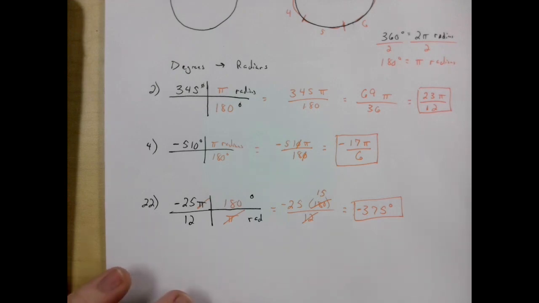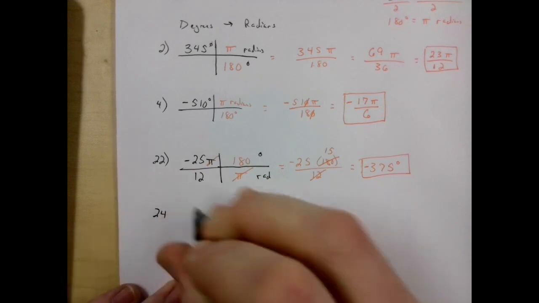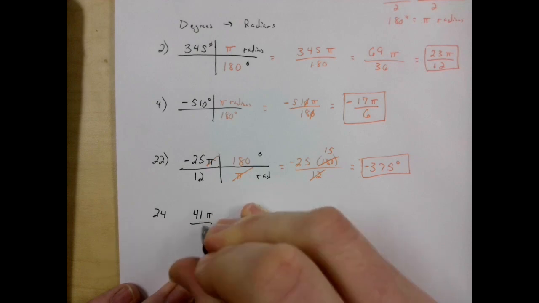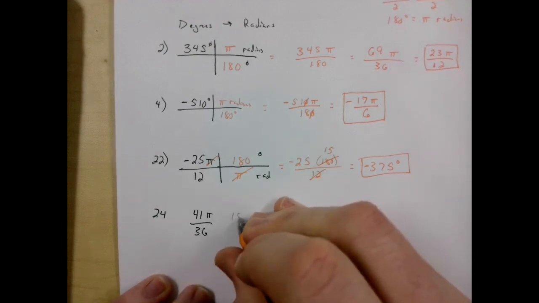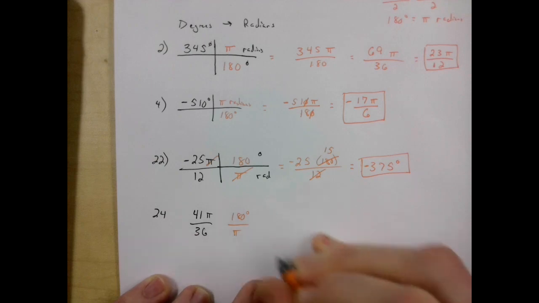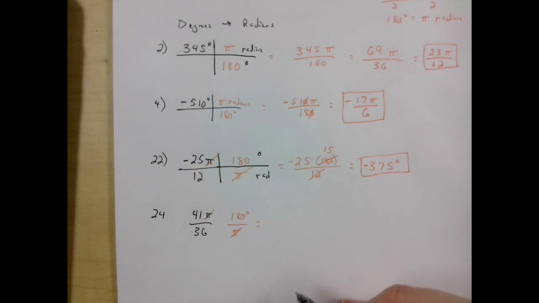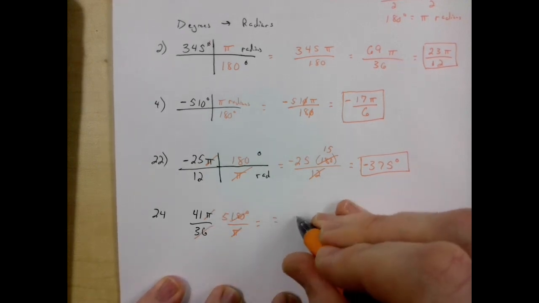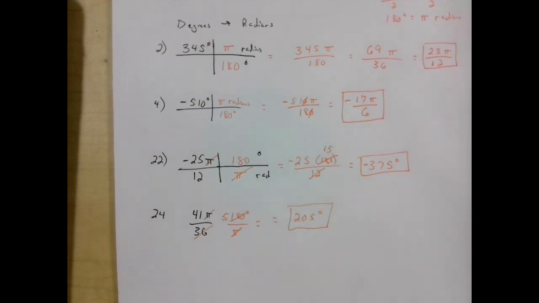Alright. I can take a look at number 24. I've got 41 pi over 36. Right? And again, I have radians, I want degrees. So what I want is 180 degrees over pi radians. Pi cancels with pi. 180 divided by 36 is 5. 5 times 41 is 205 degrees. Okay? So you can see, not too bad.